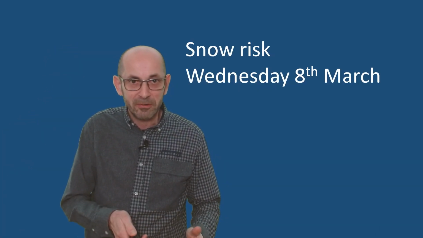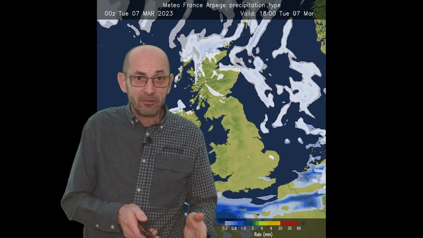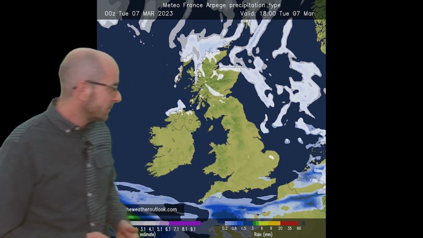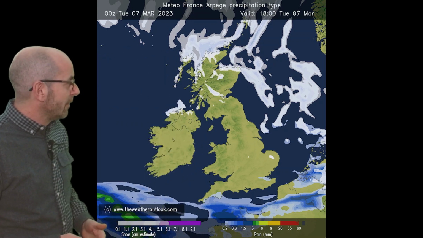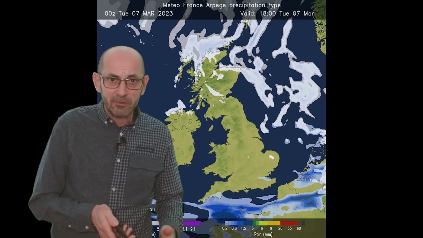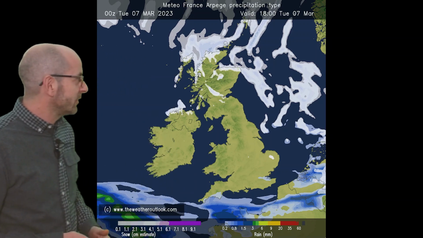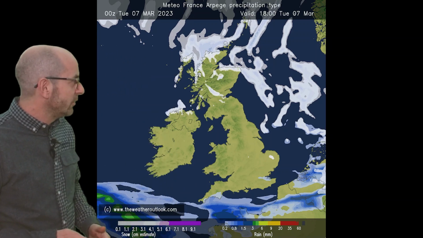Well, the snow risk, how's it looking? Wednesday, the 8th of March, this is when snow falls across southern Britain. I'm going to run the Météo France model here, just to illustrate where it takes the snow track, because it tends to be quite accurate in my experience. So it's starting at 18 GMT, Tuesday the 7th.